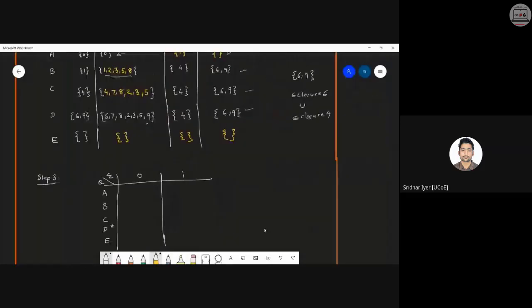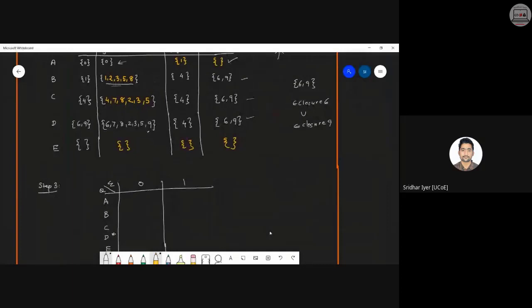Have a look at A row. Row number A is having 1. What is 1? 1 is B. So simply put B over here. Similarly, over here it is blank or null set. Null set is nothing but E. So I will write E over here. With the same logic, B on input 0 gives 4. But what is 4? It is C. So I will write C over here. Next up, B on input 1 is 6,9. What is 6,9? It is D. So simply write D over here.